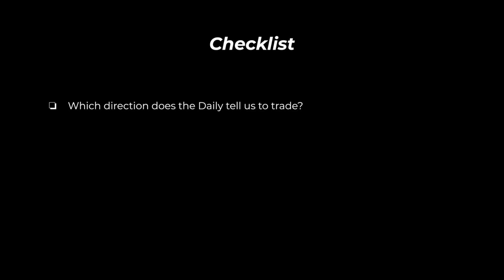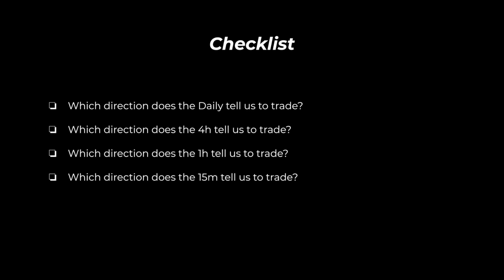Got it? Now, when we talk about a checklist, you can write this down, you can screenshot this, it might help you. You're going to ask yourself, which direction is the daily telling us? Which direction is the 4-hour? And which direction is the 1 hour telling us to trade? If you want to be even more specific, check out the 15-minute chart before you touch the 5-minute. You want as many of these time frames to confirm the direction, either long or short, before you take the entry.